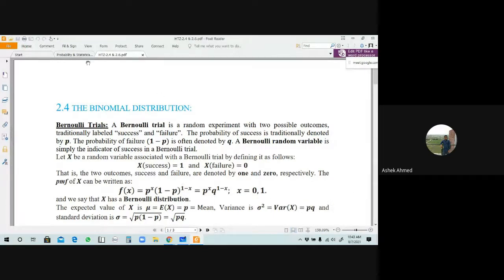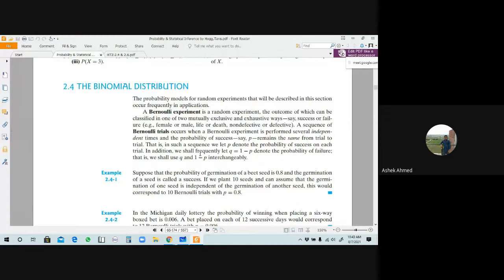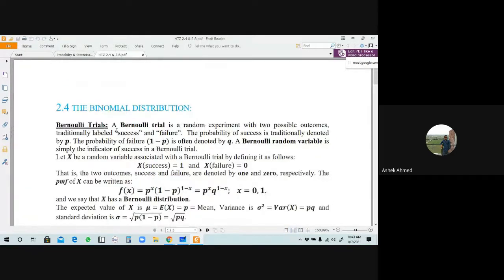Today we will start the topic binomial distribution. Before discussing binomial distribution, we have to know about Bernoulli trials. What is a Bernoulli trial? A Bernoulli trial is a random experiment with two possible outcomes. Traditionally, one will be called success and the other will be called failure. The probability of success is traditionally denoted by P, and the probability of failure is denoted by 1 minus P.